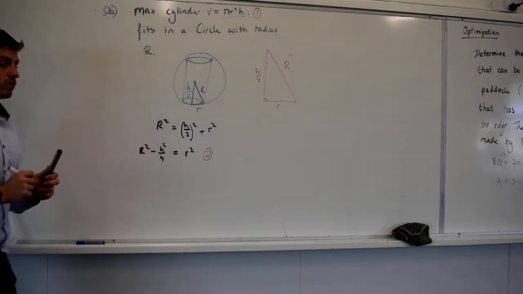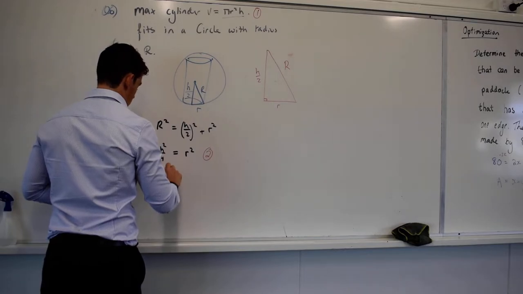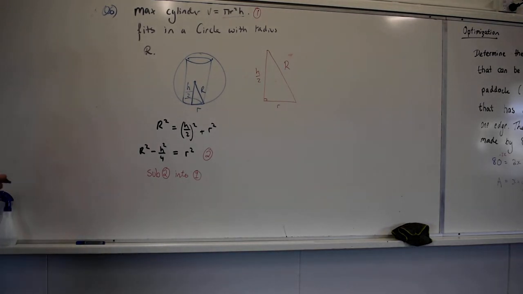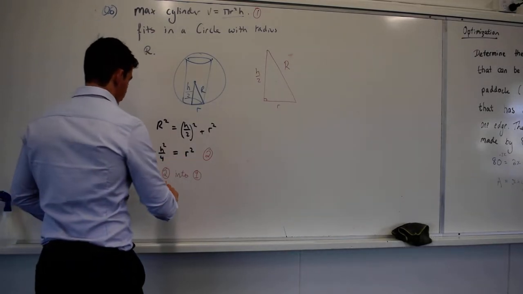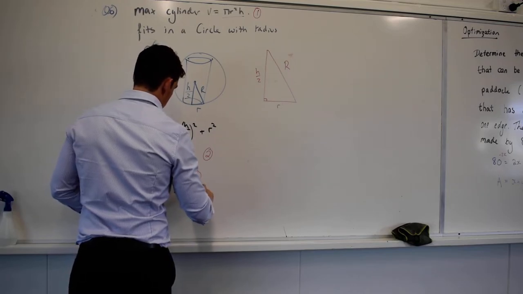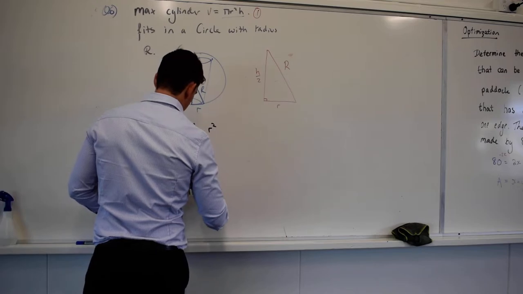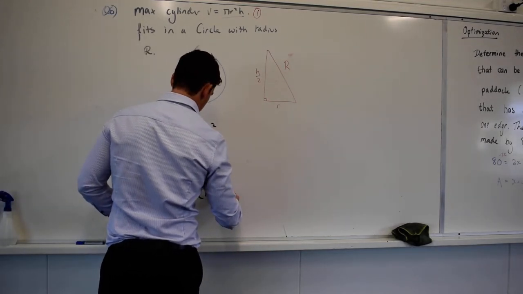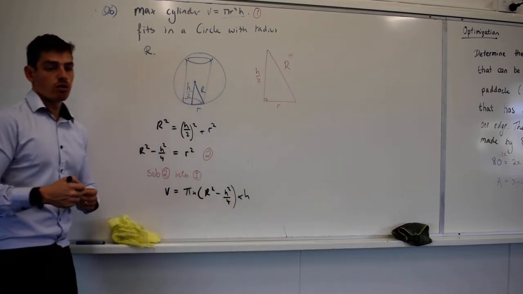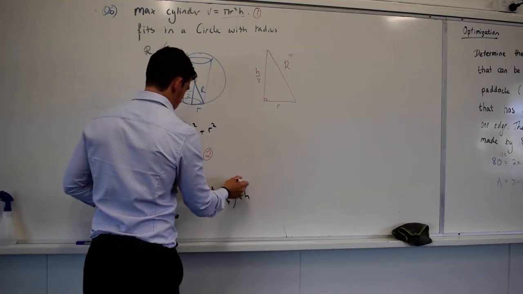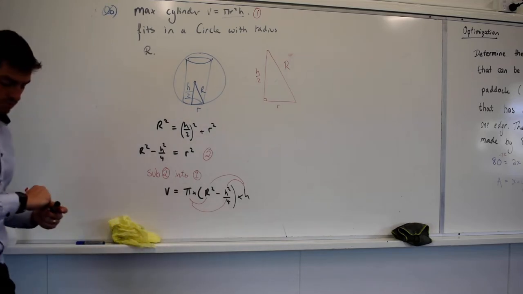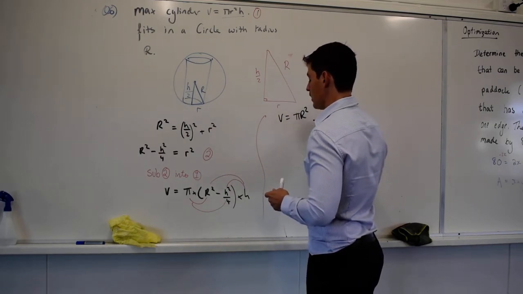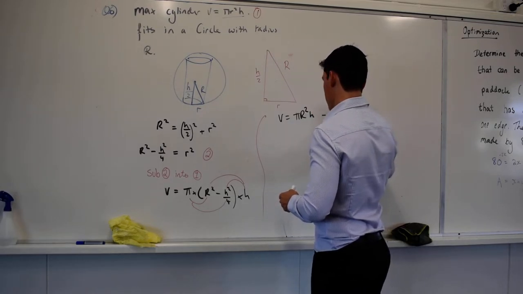This is an optimization problem, so what are we going to do? Going to sub 2 into 1. Why am I doing that? Because that gets rid of one of my variables. Now I've got volume equals pi times brackets R squared minus h squared on 4, times h. What do I do with those? I'll do them all together. So now my volume equals pi capital R squared h minus pi h cubed on 4.